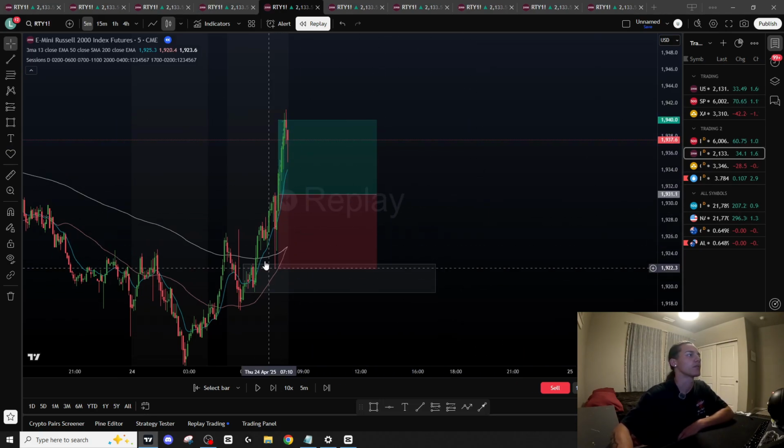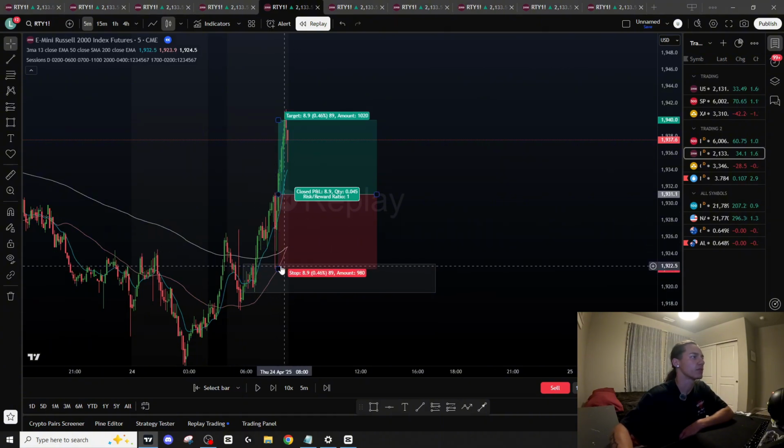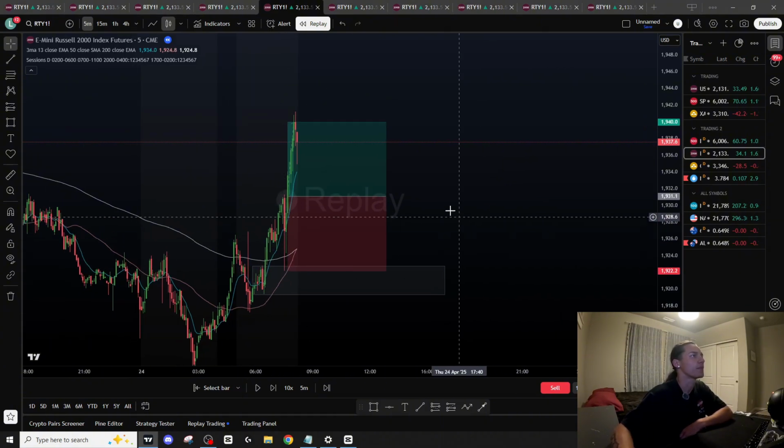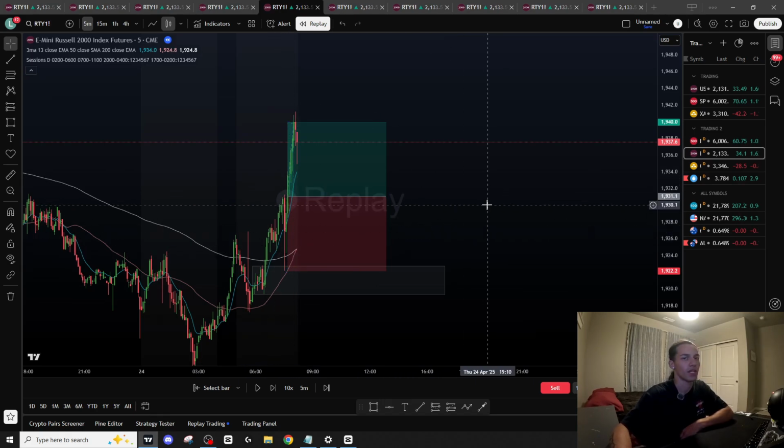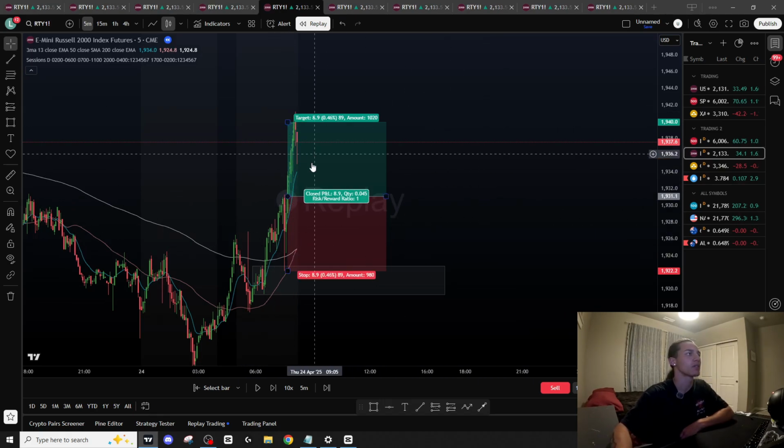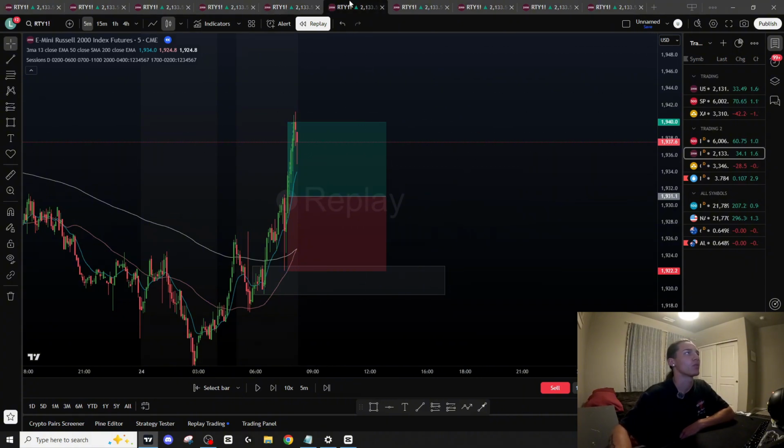1-to-1. Once again, break of structure, come back. We have a gap that needs to be filled. It's a very tiny gap, but still a gap. Size of the gap doesn't matter. It's more so that we have a gap. Tap the zone, take buys, 1-to-1.